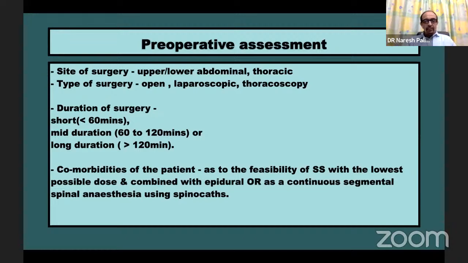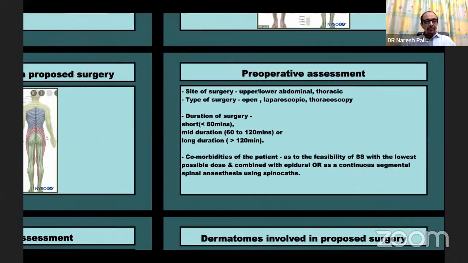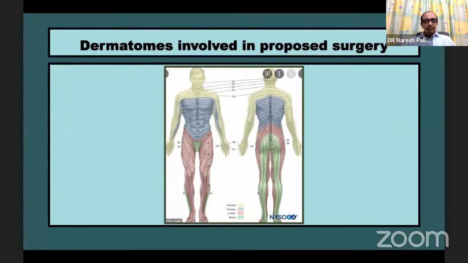Comorbidities of the patient, as to the feasibility of segmental spinal with the minimum possible dose and combined with epidural, or as a continuous segmental spinal anesthesia using spinocath. This is a slide showing the dermatomes which we have to know, which are involved in the proposed surgery. Like I already told you, for breast surgery, you need to block from C5 to T7.